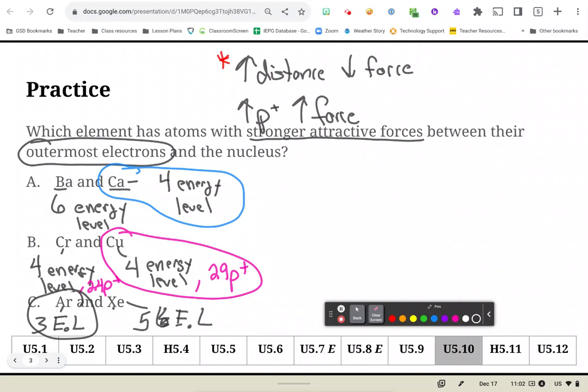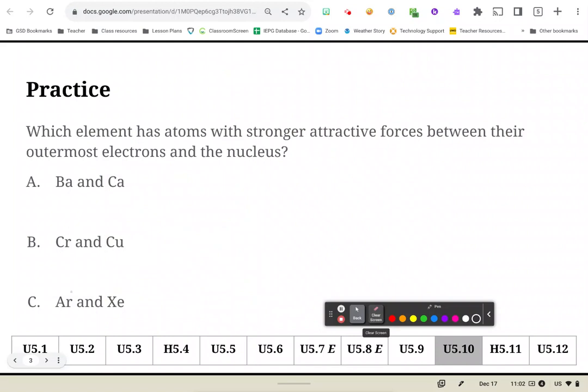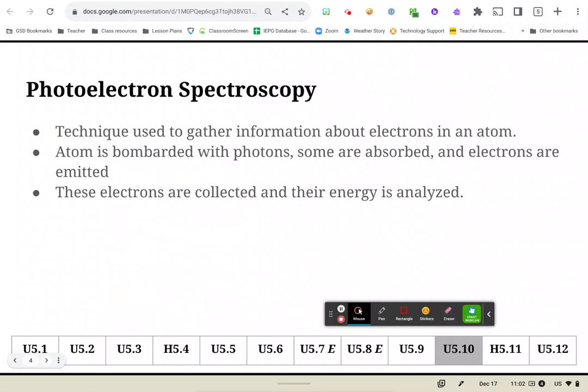All right, now we're going to keep all these things in mind and bring back electron configurations as we move to our next slide. All right, so photoelectron spectroscopy, or sometimes you're going to hear us refer to it as PES, is a technique that scientists use to gather information about electrons in an atom.